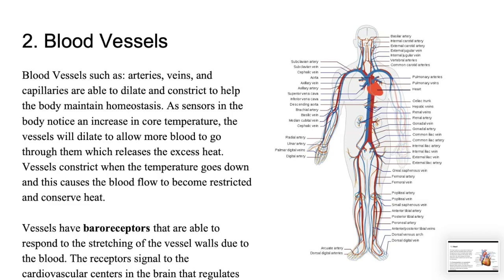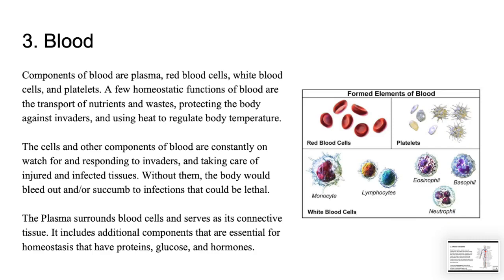Vessels have baroreceptors that are able to respond to the stretching of the vessel walls due to the blood. The receptors signal to the cardiovascular centers in the brain that regulate blood pressure. Components of blood are plasma, red blood cells, white blood cells, and platelets. A few homeostatic functions of blood are the transport of nutrients and waste, protecting the body against invaders, and using heat to regulate body temperature.